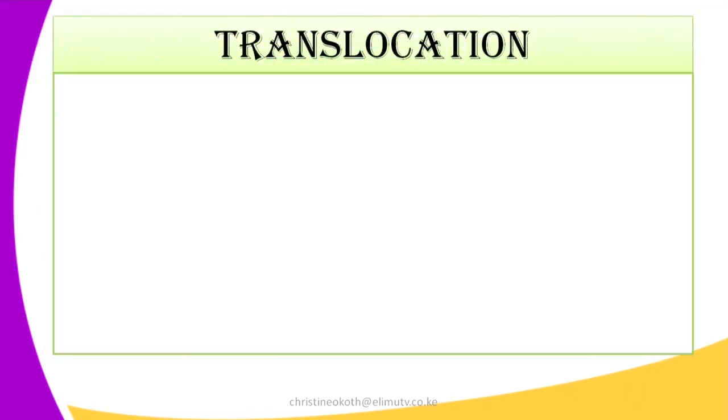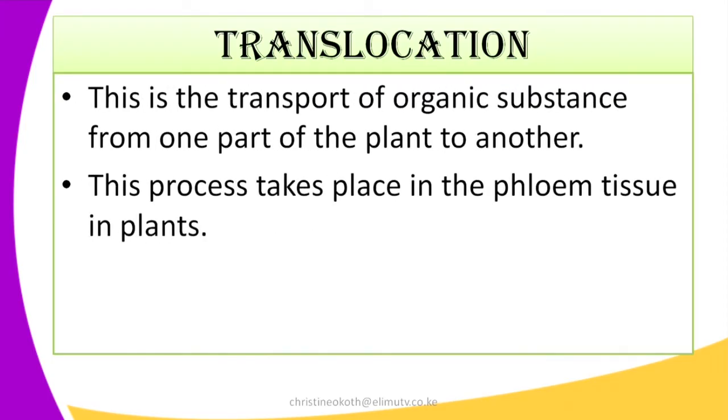So let's get down to our business of the day, which is translocation. We have to start by defining what translocation is. This is the transport of organic substances from one part of the plant to another. And take note, it is organic substances. This process takes place in the phloem tissue in plants. Remember, we have talked about the xylem, and we said xylem is responsible for the transport of water from the roots to the leaves. Meanwhile, the phloem tissue is the one which is responsible for the transport of organic substances.